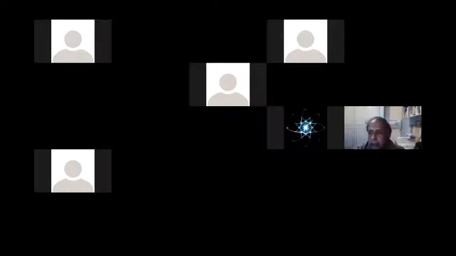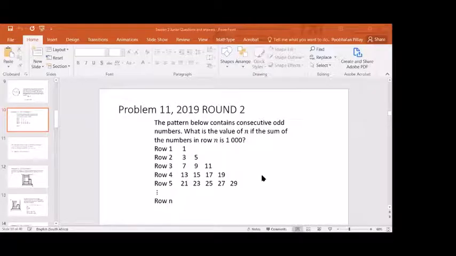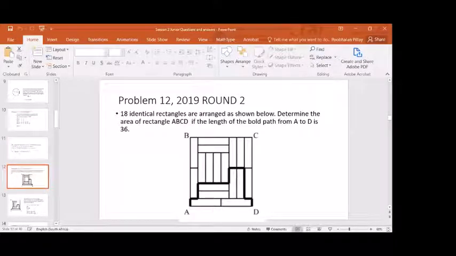So let's go back to our problems and get to the next one, which is problem number 12. Okay, problem number 12. Let's read this. 18 identical rectangles are arranged as shown below. So you can see a whole lot of rectangles, but they are all identical. That's important. They all have the same dimensions, in other words.